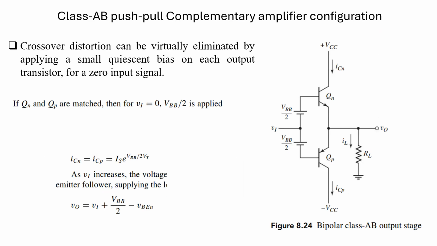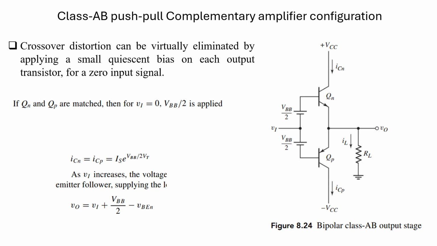So here is now another structure. This design is showing the class AB, that is, the push-pull complementary amplifier configuration. Here, if you check, there are two transistors: one is a PNP and another is an NPN.